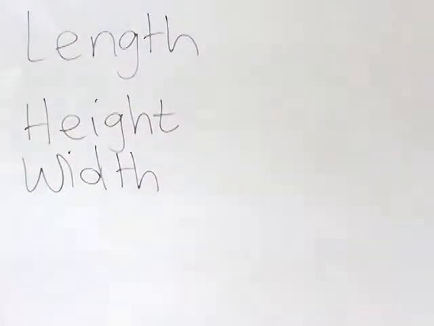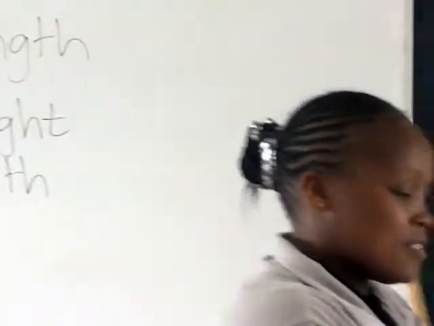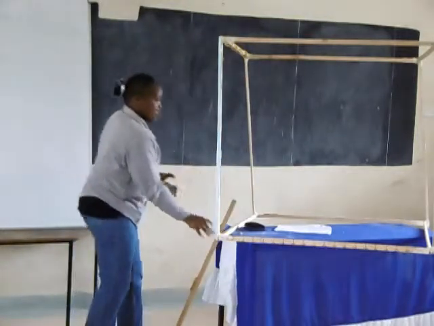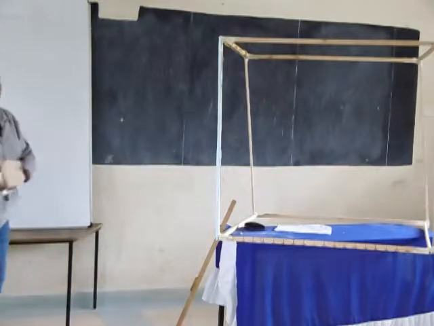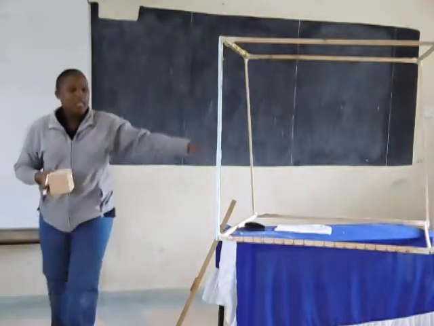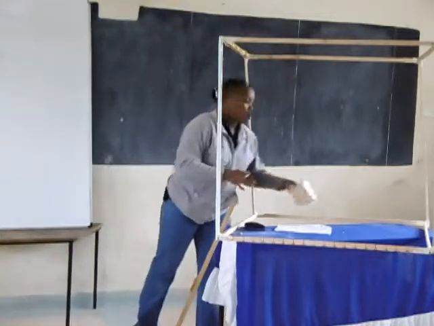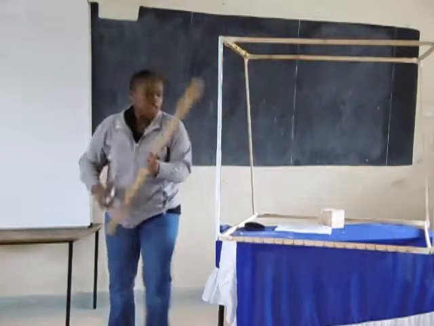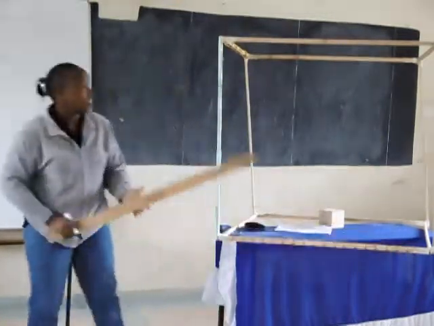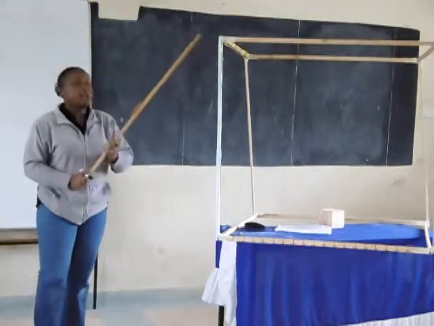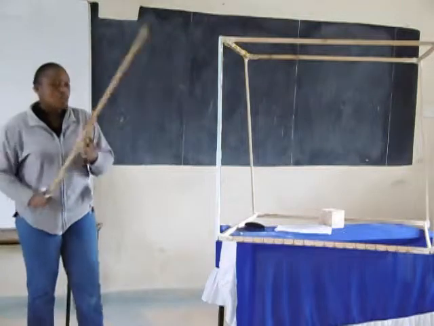Now, these are the faces of our cube. Our cube here has 3 faces that we can see comfortably. We have the length that we have seen, we have recognized the height, and we have recognized the width of our cube.